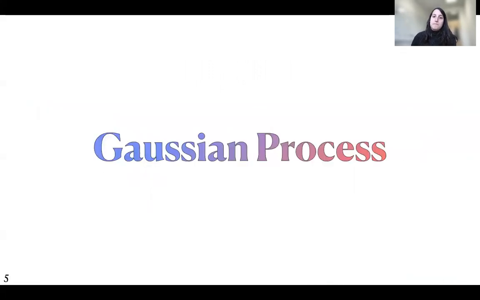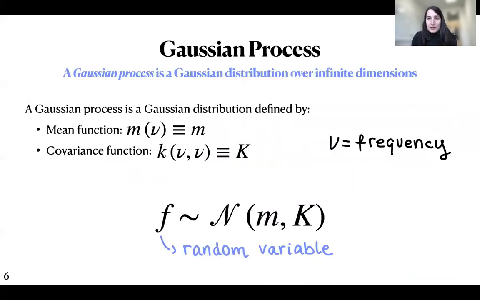So let's talk about what a Gaussian process is. A Gaussian process is just a Gaussian distribution defined by some mean function m and some covariance function k. And these are functions of frequency because our data is a function of frequency. So if we have some random variable f that we say can be described as a Gaussian process, it will be defined by some mean function and covariance function like this.